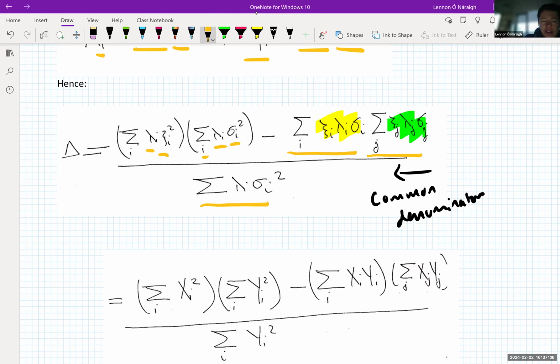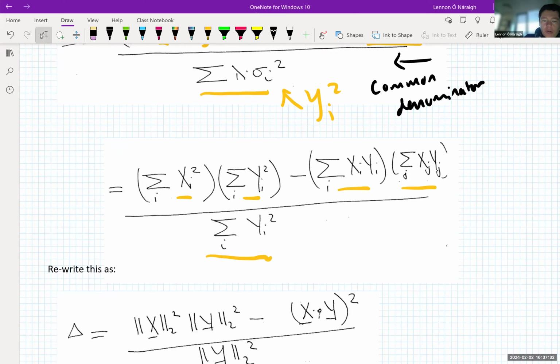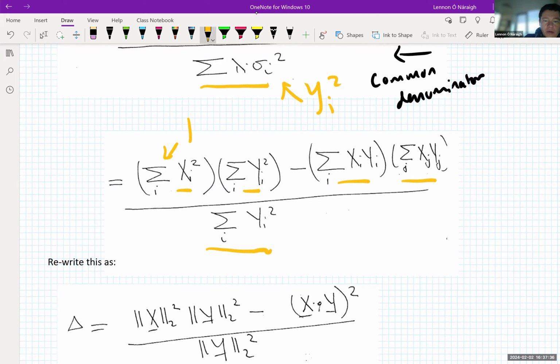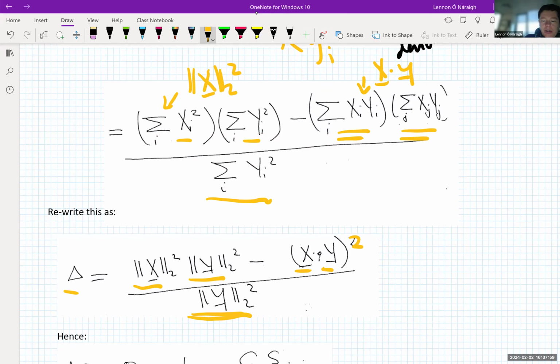So now delta can be rewritten in terms of big X and big Y, because lambda I psi I squared is xi squared, lambda I sigma I squared is yi squared, and then minus the sum over I of xi times yi, and then the sum over j of xj times yj, all divided by the sum over I of yi squared. Okay, so I noticed that this is the norm squared of x. So delta can be rewritten as the norm squared of x times the norm squared of y, minus x dotted with y all squared, because there are two instances, all divided by the L2 norm of y squared.